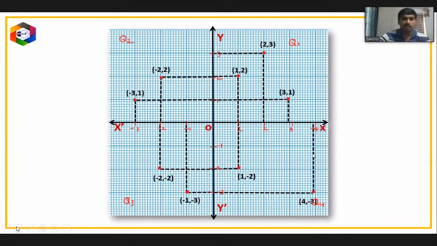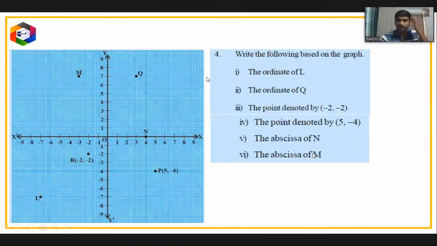Now we will move to the exercise problems where we have left. So this is the fourth question. Already we did a few questions. Let us do this one. Here, write the following based on the graph. Here, if you observe, here is a graph. In this graph, there are 5 points located.